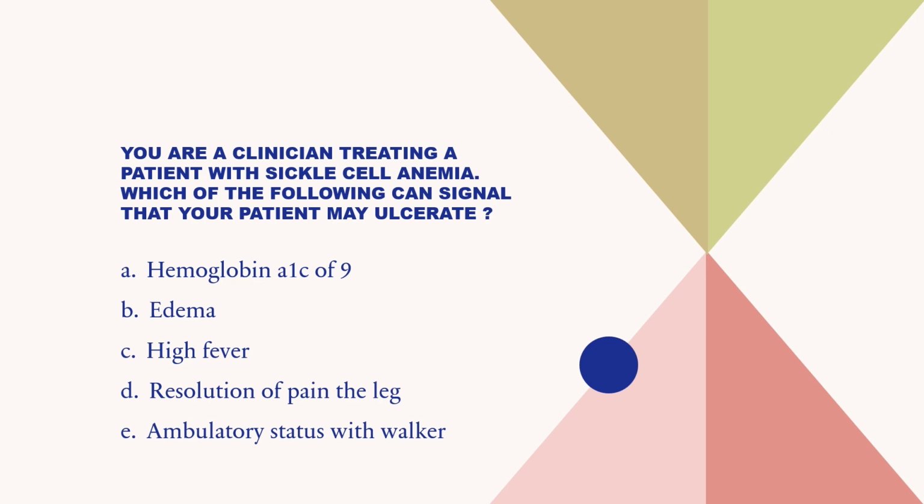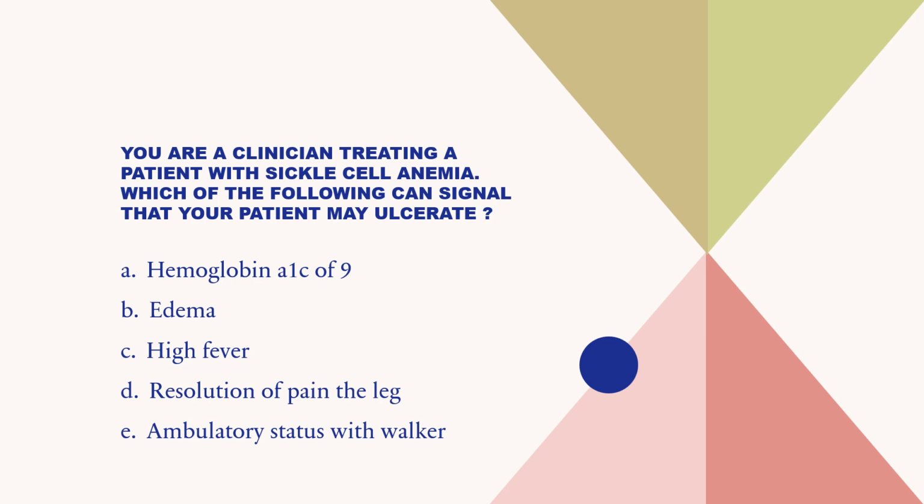For today, here is the question. You are a clinician treating a patient with sickle cell anemia. Which of the following can signal that your patient may ulcerate? Again, you are a clinician treating a patient with sickle cell anemia. Which of the following can signal that your patient may ulcerate?